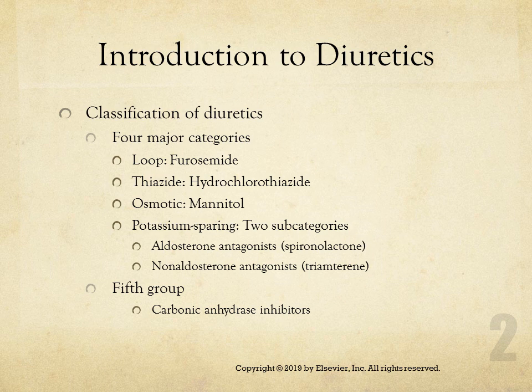The loop diuretics, which include furosemide, thiazide diuretics, which include hydrochlorothiazide, osmotic diuretics, which are mannitol, which we won't discuss here because that's hospital-based. Potassium sparing, and there are two subcategories there. You have your aldosterone antagonists, such as spironolactone, your non-aldosterone antagonists, which would be triamterene, and there's actually a fifth category of the carbonic anhydrase inhibitors.